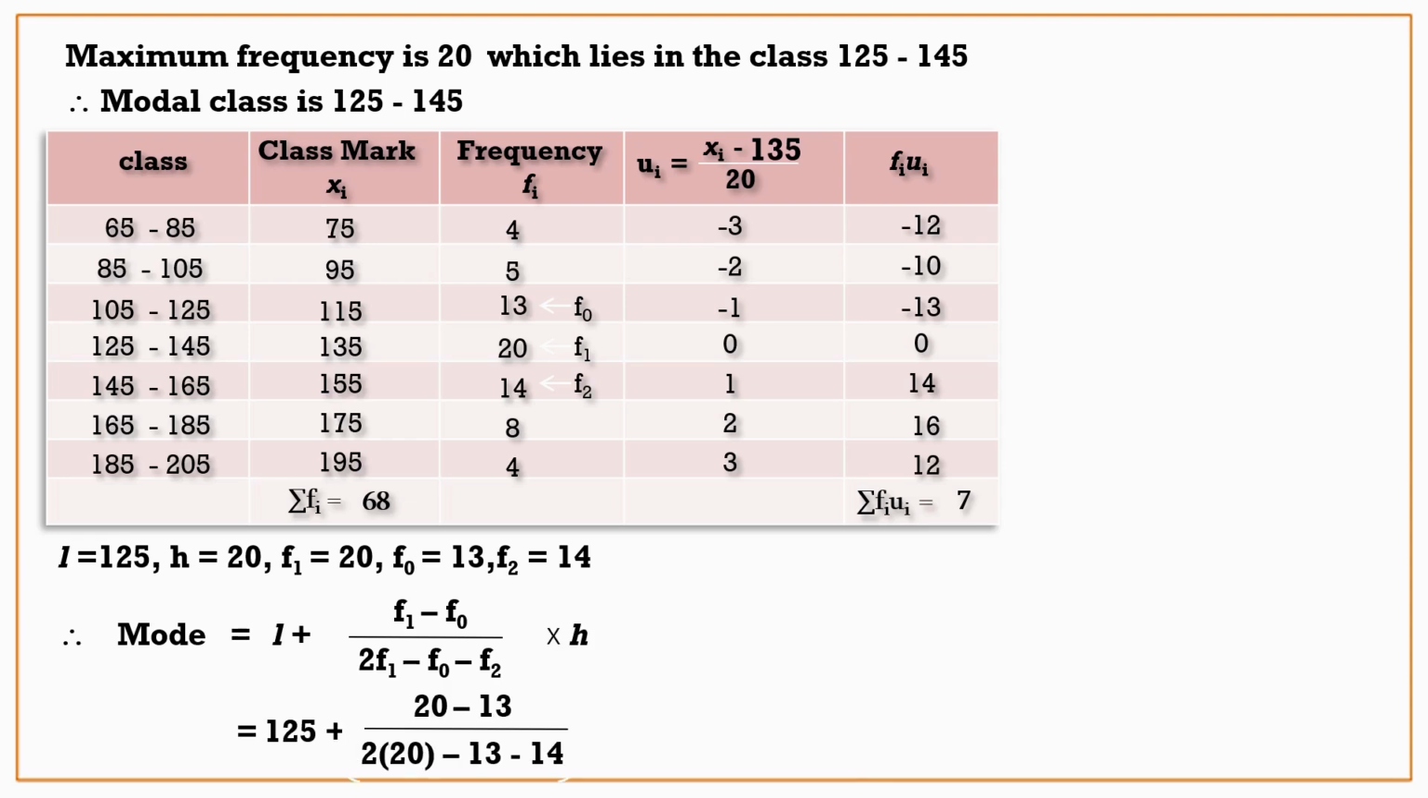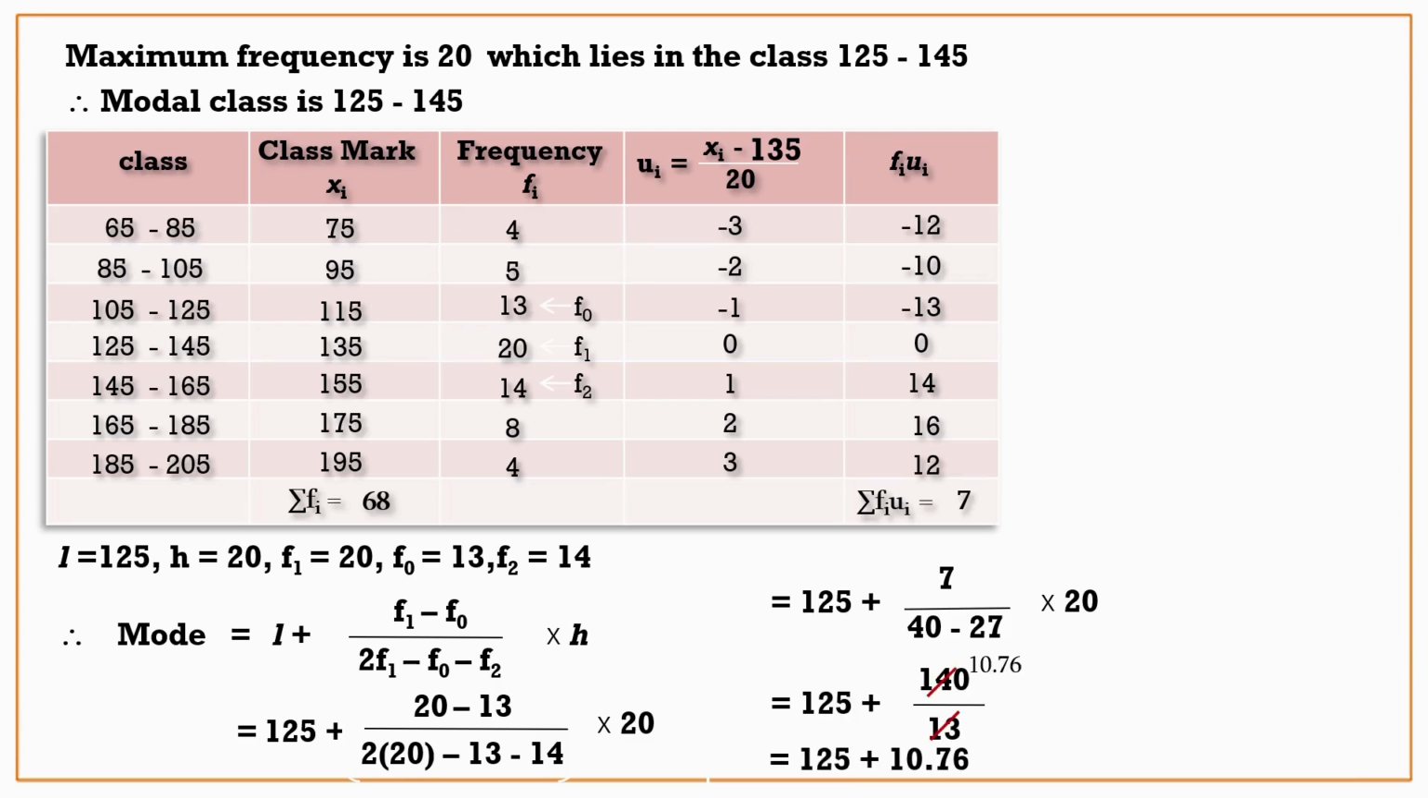So 125 plus, now put all the values and do the calculation. You will get 125 plus 140 by 13, that is approximately 10.76. So if you add up, it is coming around 135.76 units. So that is the mode value over here.